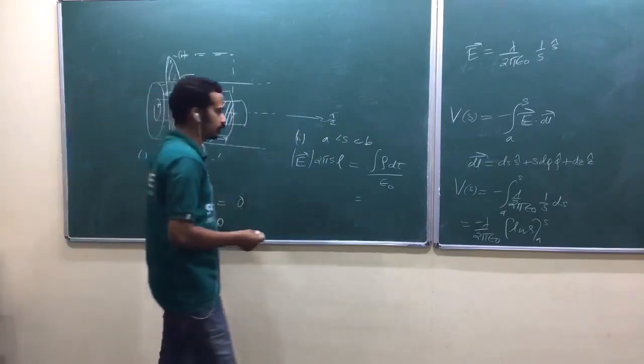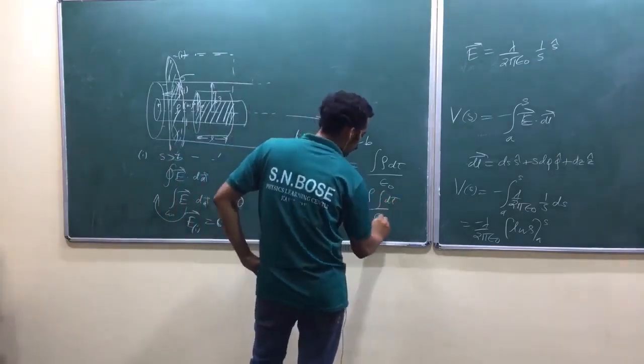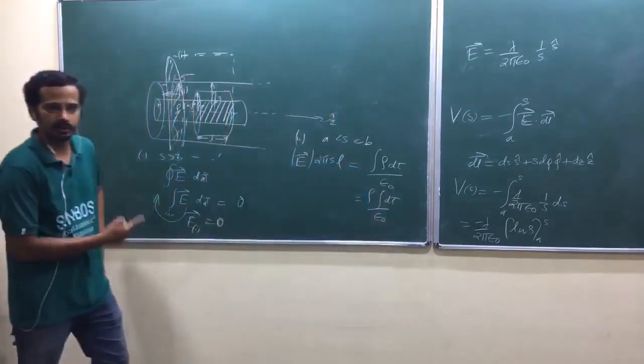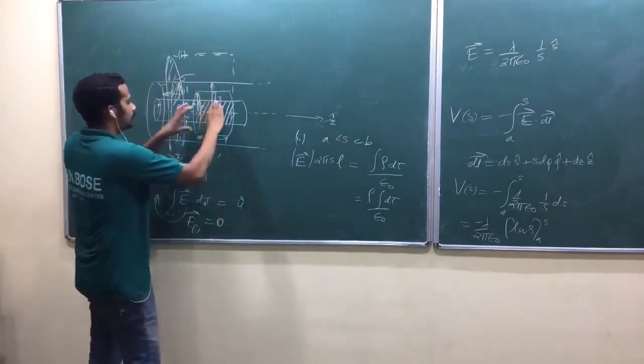Now you have to do that volume integral. Rho will come out, integral of dτ, because rho is constant. He said uniform positive charge density. So what is the integral of dτ? What is the volume of this region?